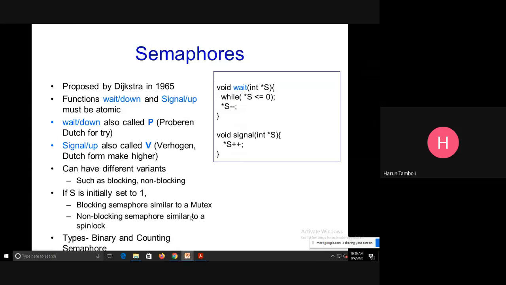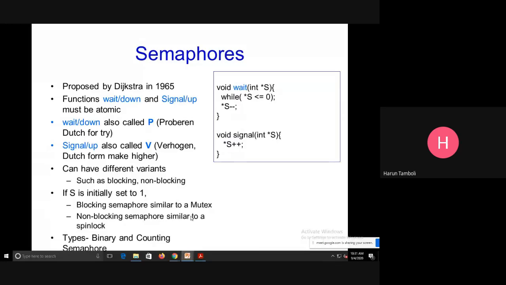So there are two types of semaphore. One is the binary semaphore and the second is the counting semaphore. Definitely, for the binary semaphore there will be only two values, that is 0 and 1. Whereas for the counting semaphore, the value can be greater than 0, that is 0, 1, 2, 3, up to some certain limit. The value of the semaphore you can define. That is the counting semaphore.